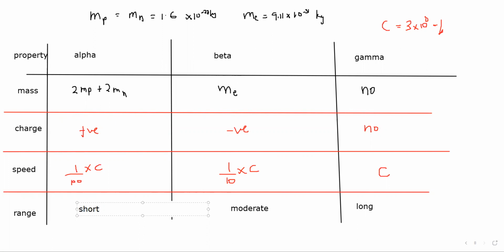Only 3 topics are there: radioactivity, half-life, and the nuclear reaction, fission and fusion. That's it. So radioactivity, we are almost at the end of radioactivity. Half-life we'll do tomorrow, and nuclear reactions next week.